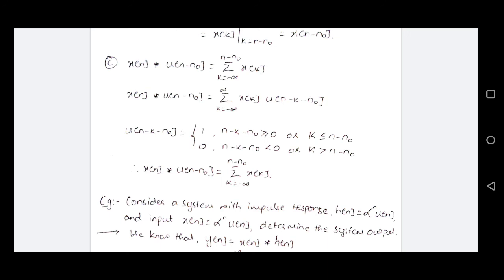Now u of n minus k minus n naught is a unit step function itself, so its value will be either 0 or 1. But for what values of k? It will be 1 for k less than or equal to n minus n naught, and it will be 0 for k greater than n minus n naught. Therefore, the upper limit in the summation will be n minus n naught, of x of k.